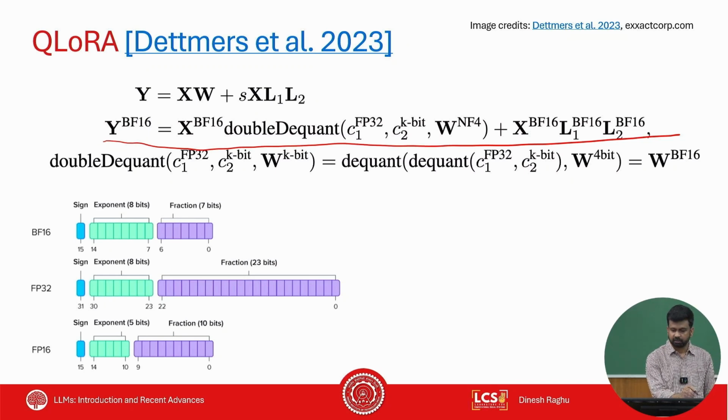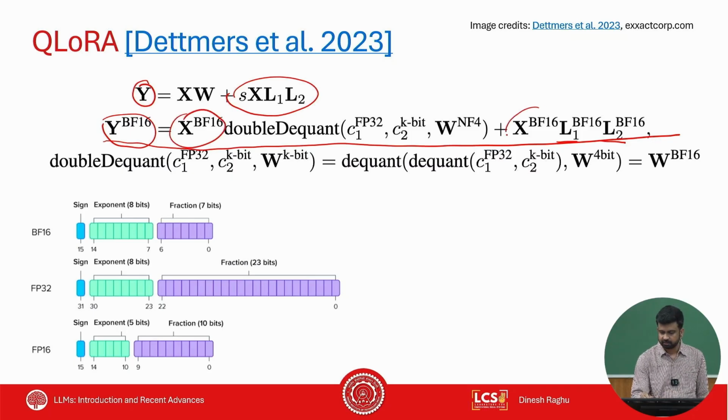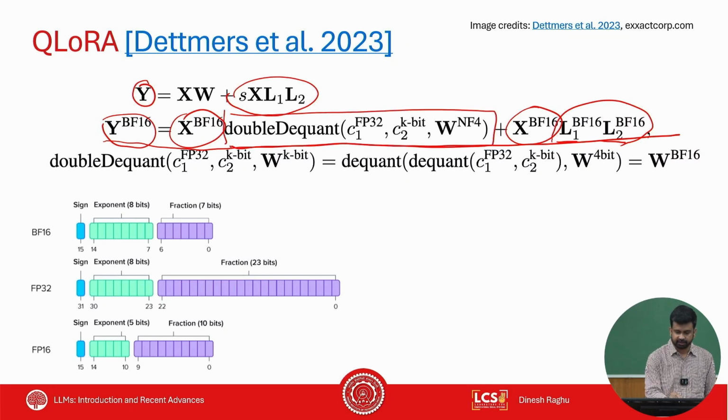So now most of your operations are going to be in BF16, right? So if you see, this part is in BF16. This part is also going to be in BF16, and L1 and L2 are a negligible number of parameters, so it's okay, let them be in BF16, and here the input is also in BF16. So far everything is in BF16. And here is the part where we are going to do double quantization and NF4 quantization. So let's look at this in more detail.